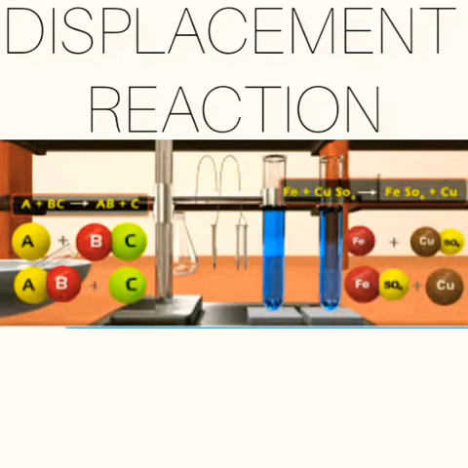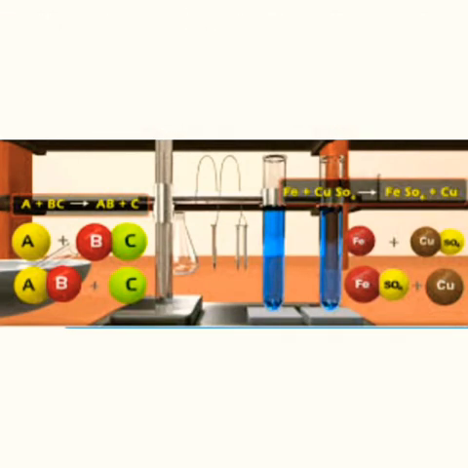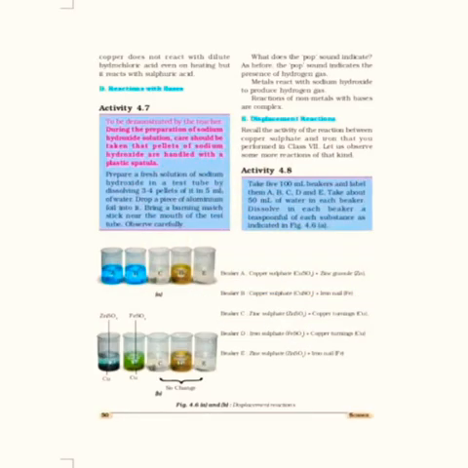Students, today we are discussing the last session of this chapter and the fourth type of chemical reaction, that is displacement reaction. For studying what is displacement reaction, we have to conduct an experiment given in activity 4.8.